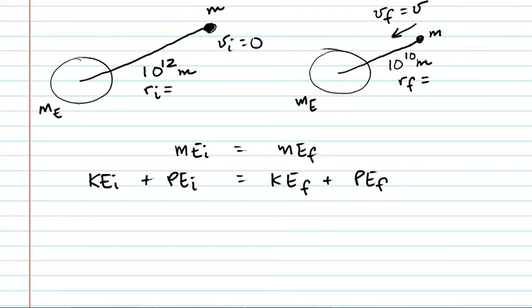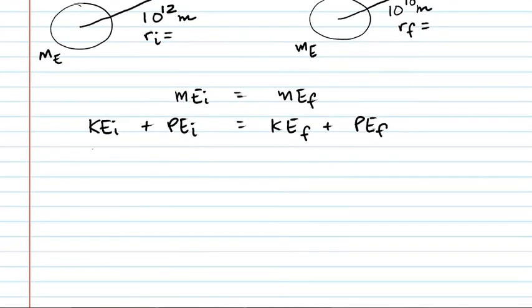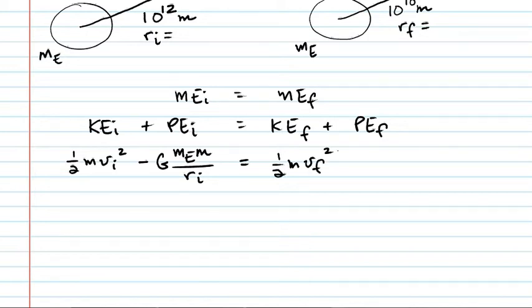Now we can substitute in what these energies are. With the kinetic, we have 1/2 m v initial squared. The potential energy has that negative sign, so we'll bring it out as a subtraction, and it's minus G, the mass of the Earth, the mass of the object divided by the R initial, and then we'll have the same expression except with the final values.